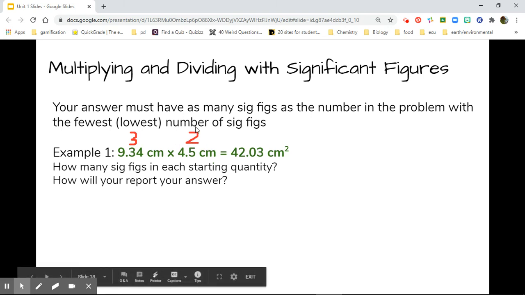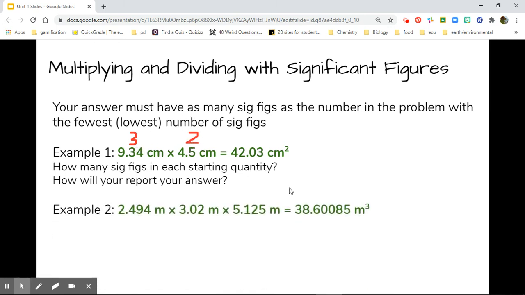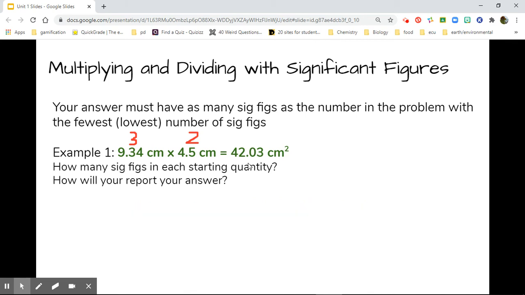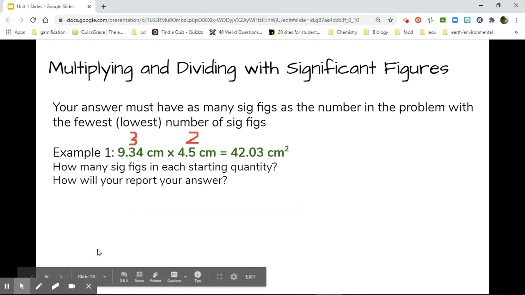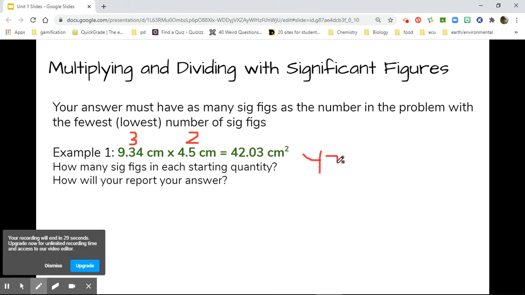The answer to that question is 2. Right? Which one of these is smallest between 3 and 2? The 2. So our answer can only have 2 significant figures. So for this problem, the answer is just going to be 42, then, sorry for my messy handwriting, centimeters squared.